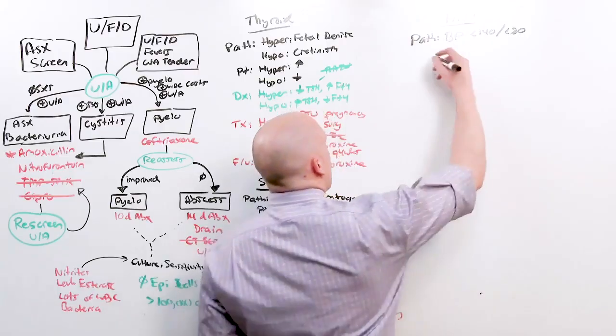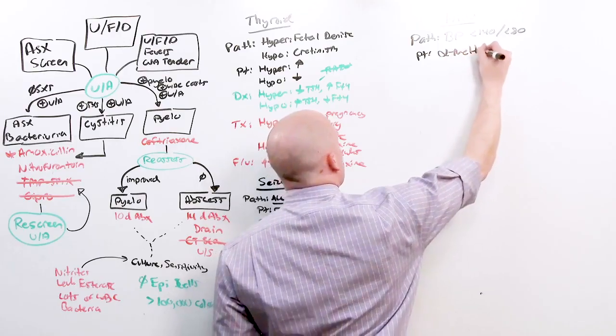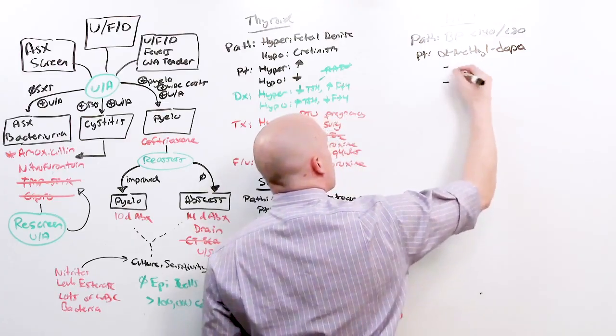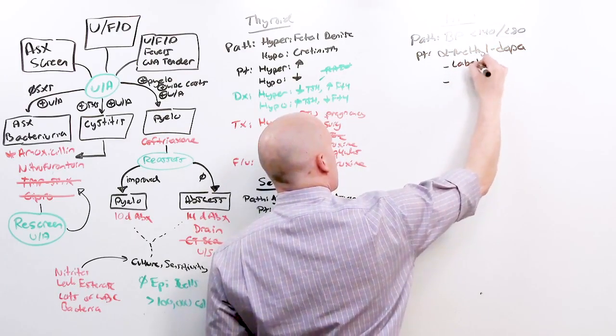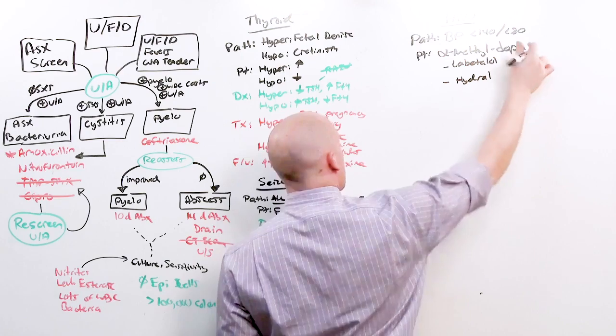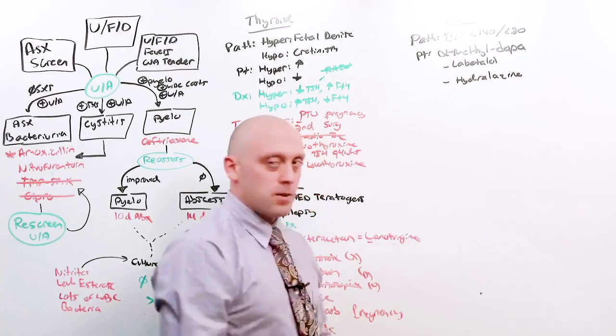The safe meds are going to be alpha-methyldopa. This is definitely the most right answer, but it is really indistinguishable between labetalol and hydralazine. If you have to pick between them, choose alpha-methyldopa, but effectively they are as safe as each other.